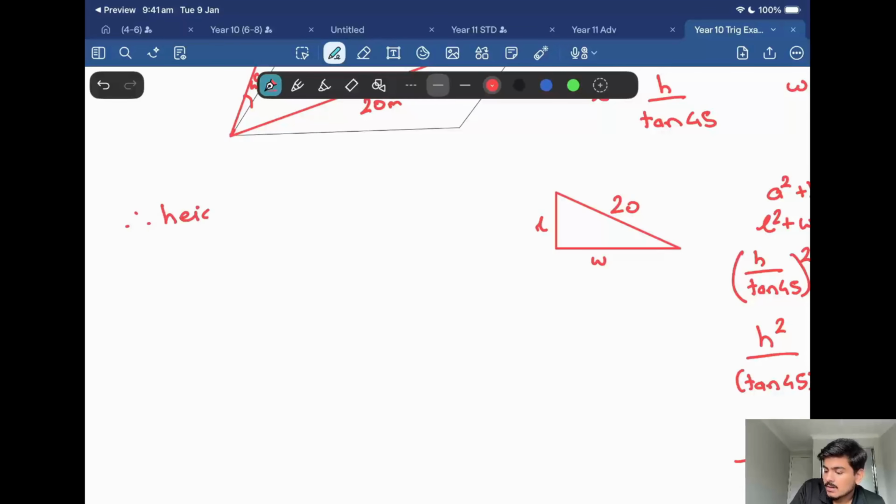Therefore, the height of the flagpole is 10 meters.